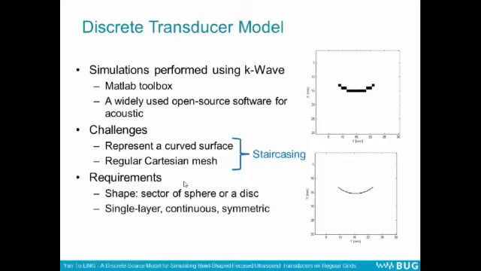Here are some requirements for the model. For the shape, we are focusing on bowl-shaped transducers here, so it's a sector of a sphere or it's a disk. For the specification of the model, it should be a single layered bowl shape because we don't want any magnification of the signal due to overlapping of source points. And it should be continuous because discontinuity leads to a reduction in signal, and it should also be symmetric.